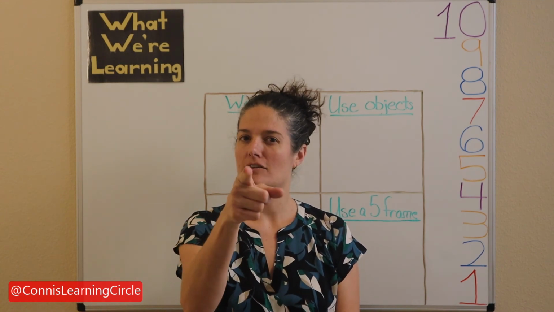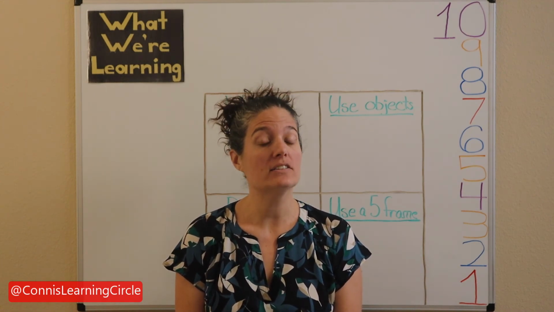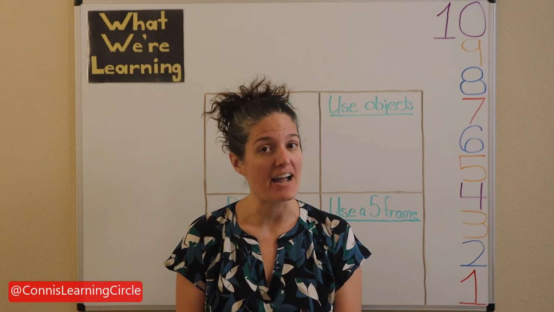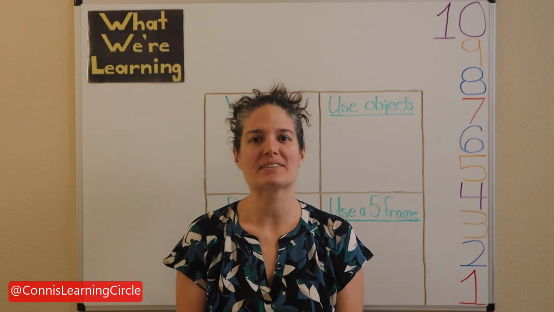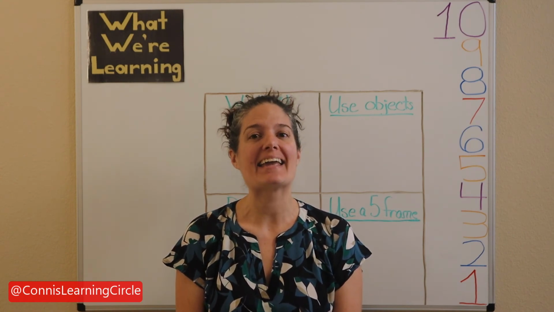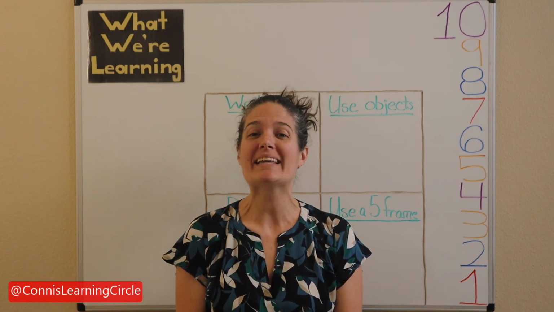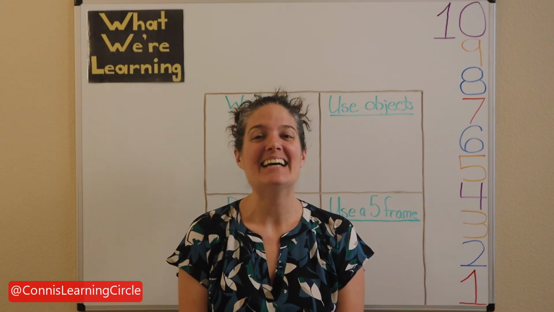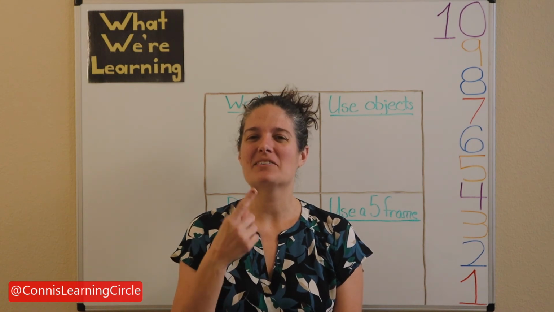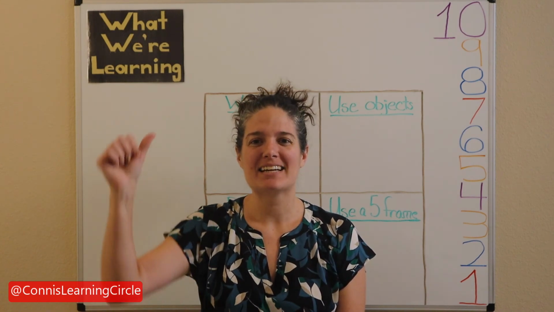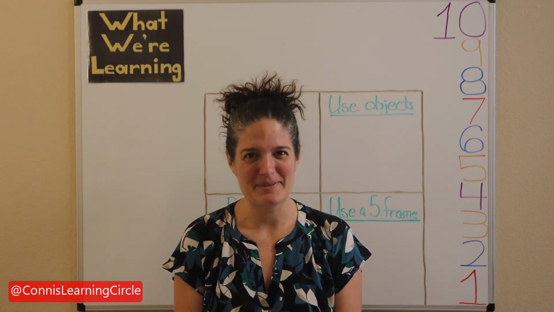I can count, you can count, we can count up together. 1, 2, 3, 4, 5. I can count, you can count, we can count up together. 6, 7, 8, 9, 10. I can count, you can count, we can count down together. 10, 9, 8, 7, 6. I can count, you can count, we can count down together. 5, 4, 3, 2, 1.